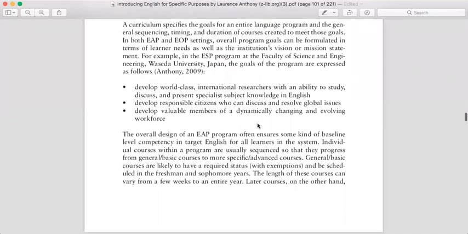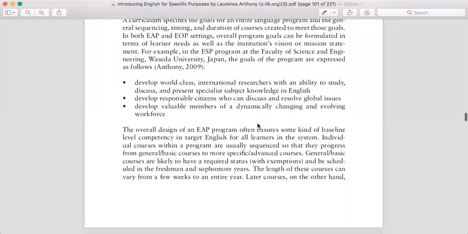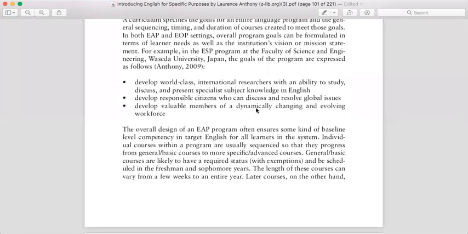Now, as we already know, in an ESP program, whether EAP or EOP, we assume that there is a baseline proficiency in English of these students. That is why we differentiate between general English and English for specific purposes. We need to ensure that people who are doing ESP should at least have some baseline level of competency in the target language, right?